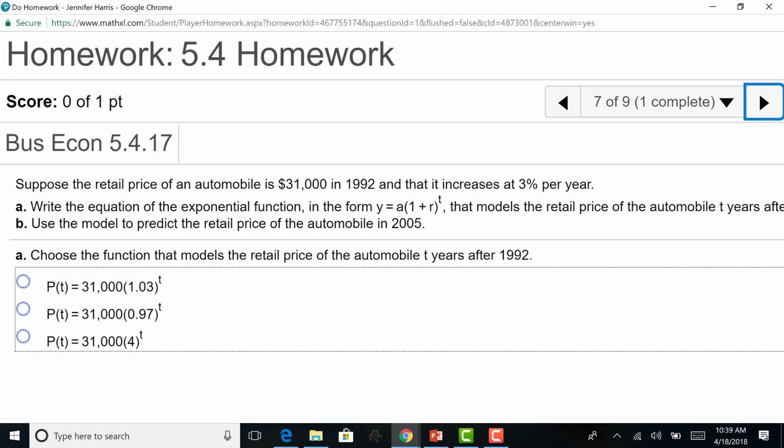Now, bullet number 2 says use the model to predict the retail price of the automobile in 2005. What now? I have the equation. How do I predict the price of the automobile in 2005? Put how many years 2005 is after 1992. Can I subtract those 2 years? Yes. So how many years is 1992 from 2005? Is that 10 years, 13 years, 15 years? Is that 13 years? Y'all check my math. Yes. Okay, so 13 years. So what do I do with that number? Put it in for T. So now P of 13 equals 31,000 times 1.03 raised to the 13.